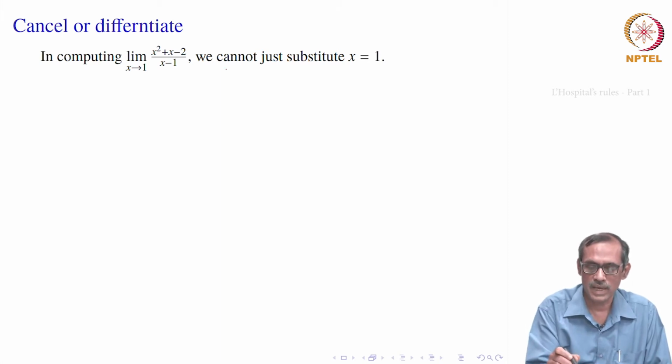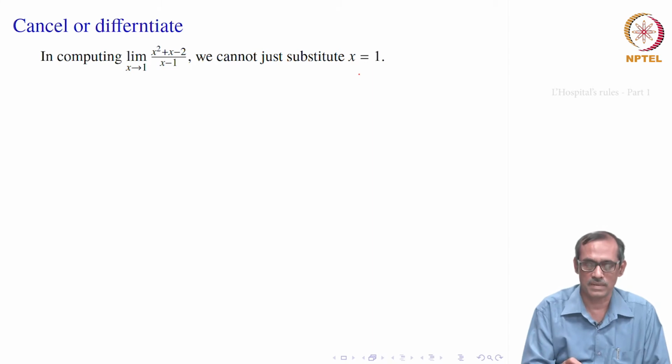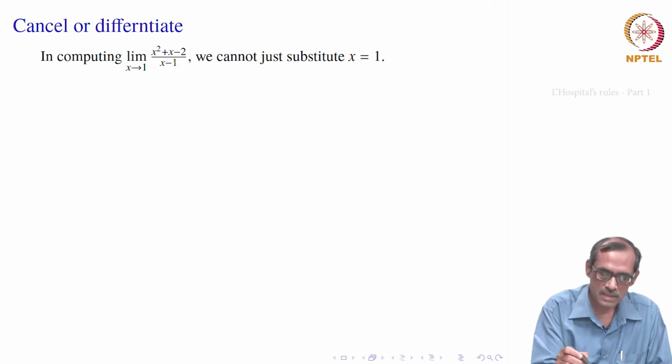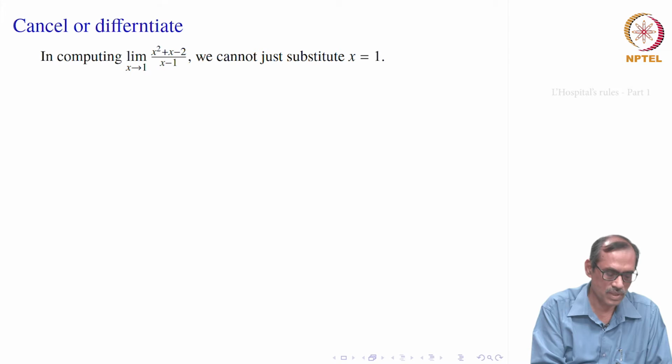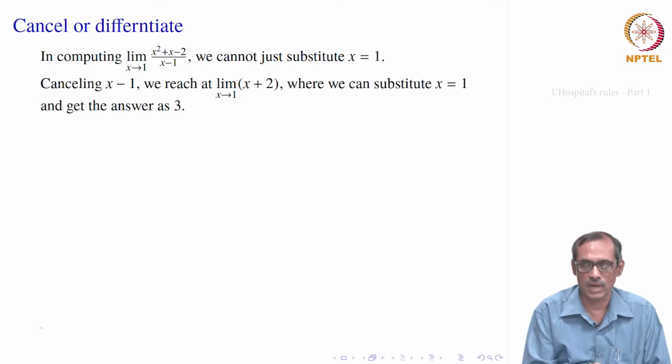So, intuitively we say that we cannot just substitute x equal to 1 here. But note that when the denominator becomes 0 for x equal to 1, the numerator also becomes 0 here. It is just 1 plus 1 minus 2 which is equal to 0. So, this is something called 0 by 0 form. For this we note that we cannot just substitute x equal to 1, meaning we cannot take the limits separately and divide.